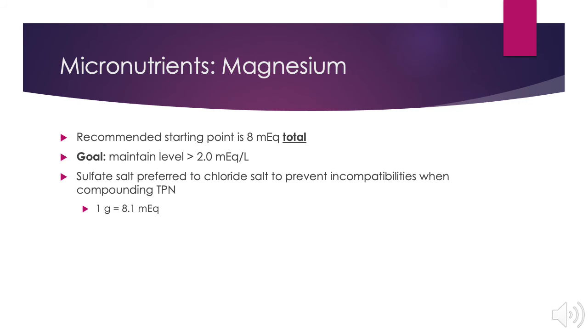For magnesium, the recommended starting point is 8 mEq per day. The goal is to maintain a level greater than 2.0, and the sulfate salt is preferred instead of the chloride salt to prevent incompatibilities when compounding TPN. It is important to remember that 1 gram of magnesium sulfate has 8.1 mEq of magnesium.